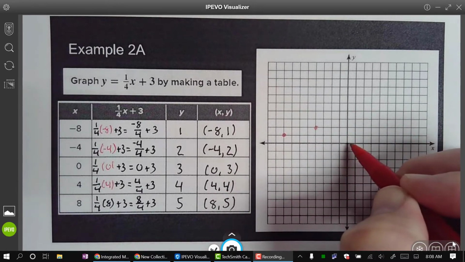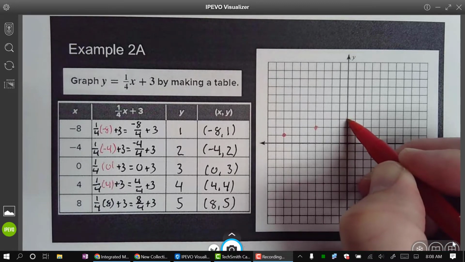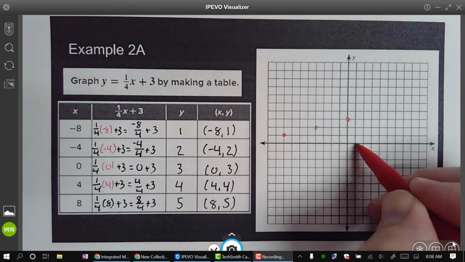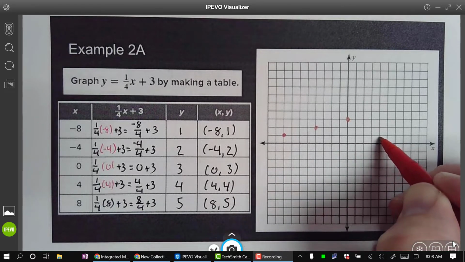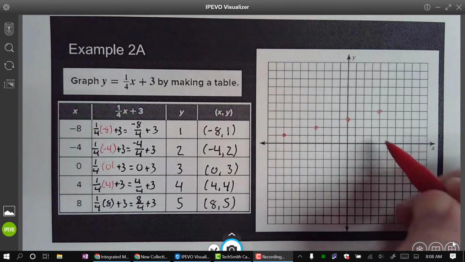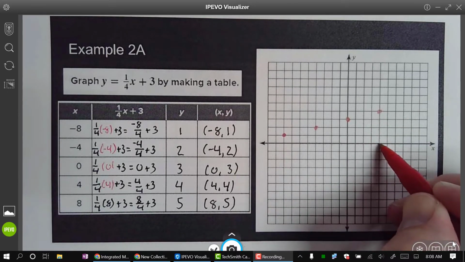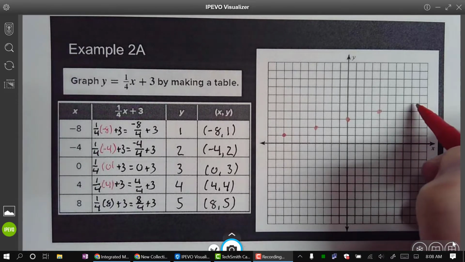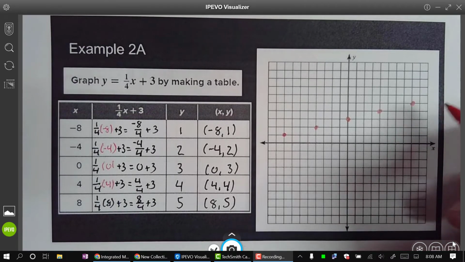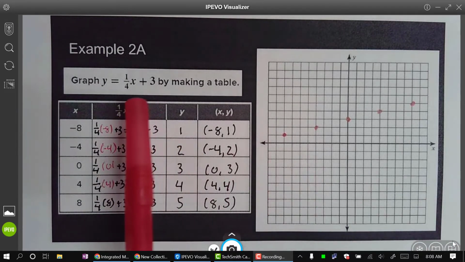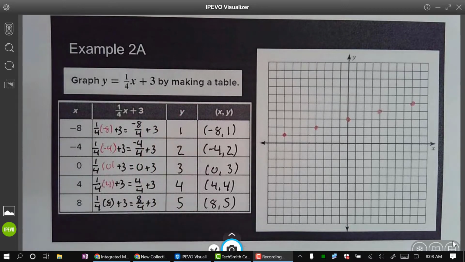0, 3. Don't move left or right. We just stay right there. Up 3: 1, 2, 3. 4, 4. 1, 2, 3, 4, up 1, 2, 3, 4. 8, 5. 1, 2, 3, 4, 5, 6, 7, 8, up 1, 2, 3, 4, 5. And there we go. We've plotted the points from this equation.